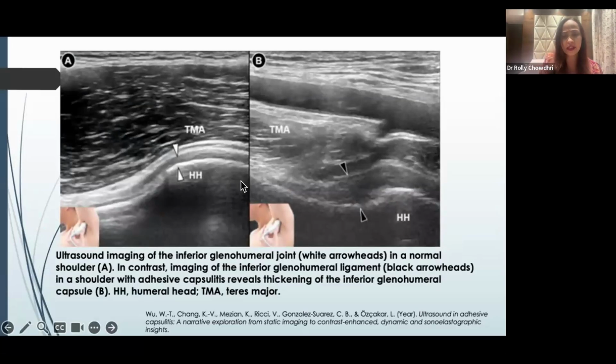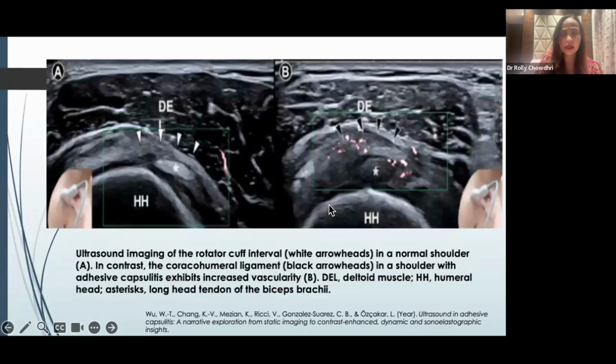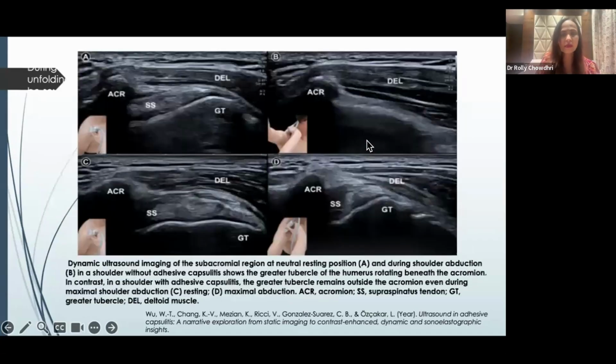I compared it to the contralateral side. If you see here, this is the normal shoulder where the coracohumeral ligament, biceps tendon, and the rotator interval are seen. Here there is a lot of thickened soft tissue with increased vascularity. Then this is a patient with subacromial impingement; in the normal shoulder, there was no impingement. There was smooth gliding of the supraspinatus tendon under the acromion, and you can see the greater tuberosity goes behind the acromion.